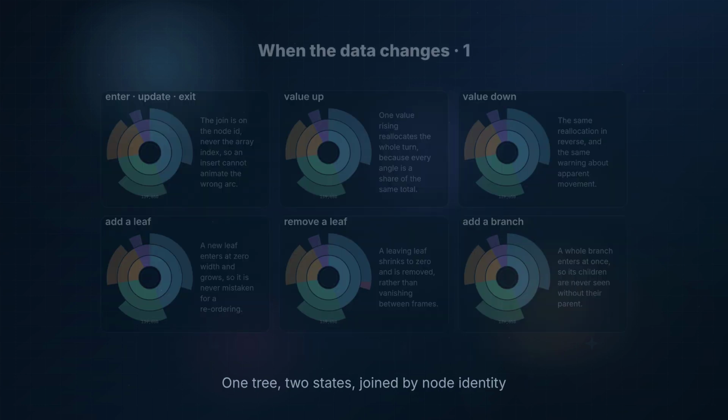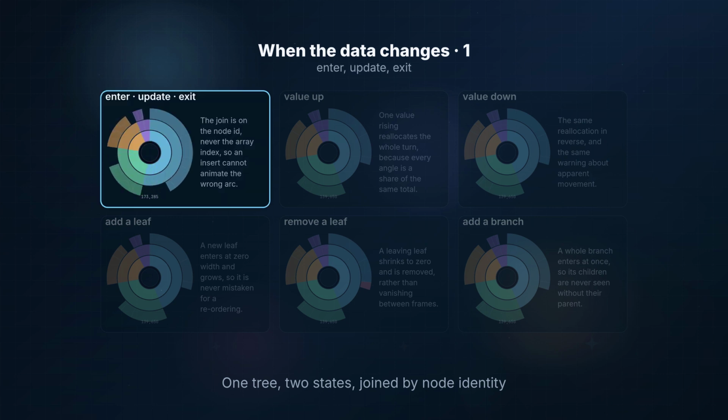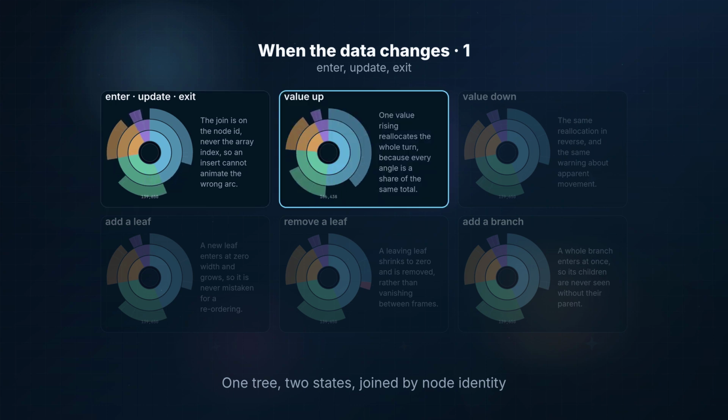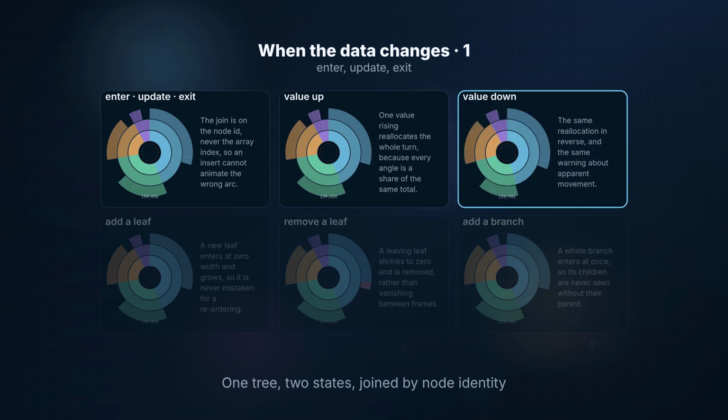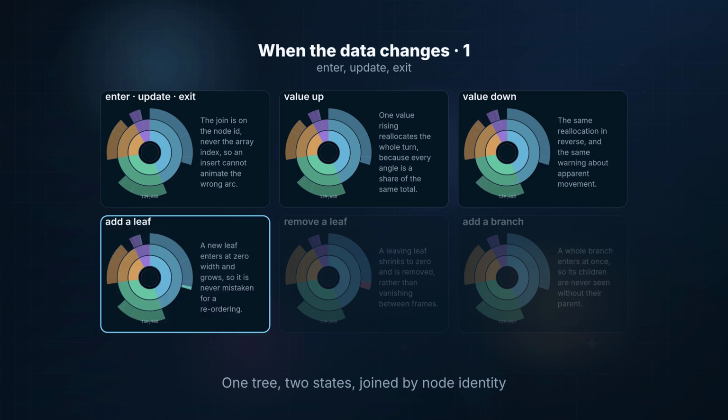An update is only an update if the chart can tell which old arc became which new arc, and that decision is the join. Join on the node's identity, its full path from the root, and an insert animates the arc that actually changed. Join on the array index, and inserting one row at the top makes every arc animate into its neighbor's place, which looks like the entire dataset moved.